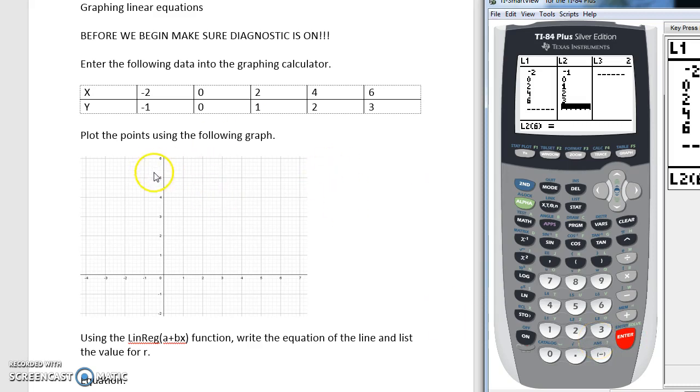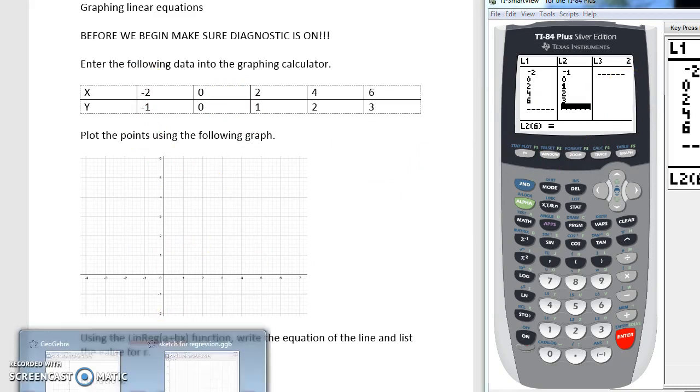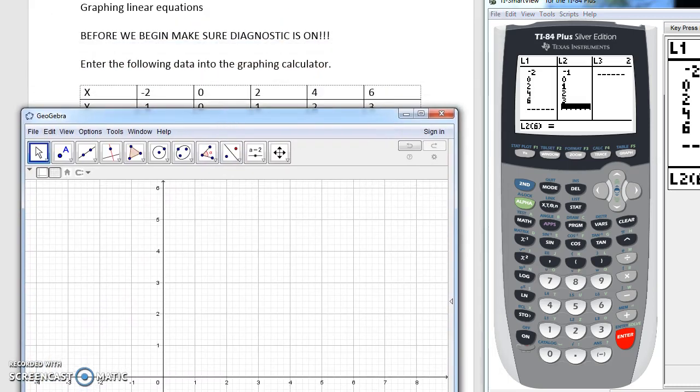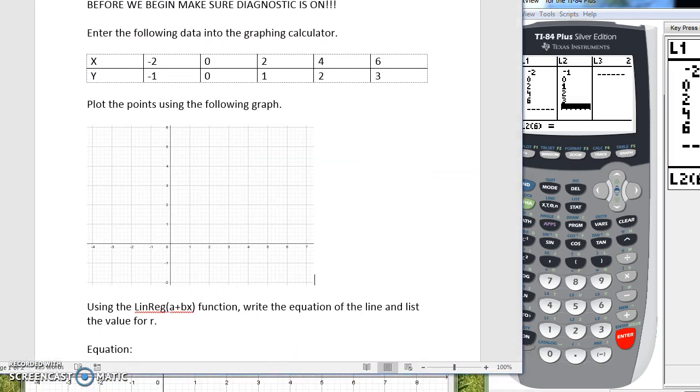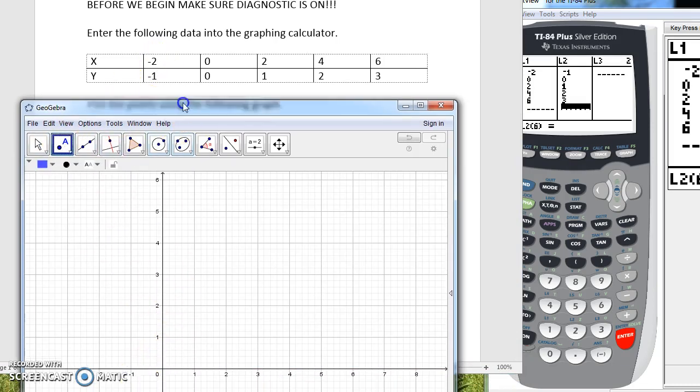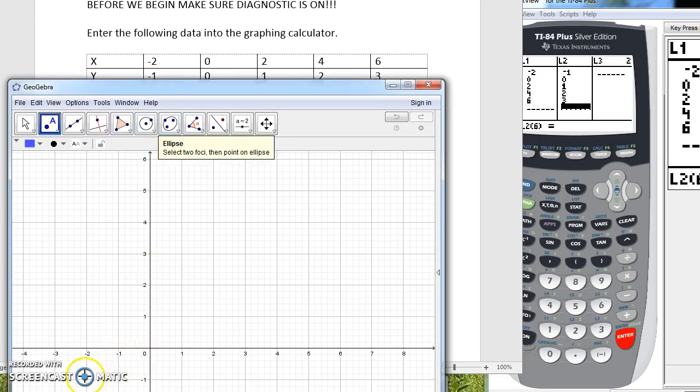Now it says plot the points using the following graph. We know we have these ordered pairs. So we're going to leave the calculator alone for a second, and we're going to go ahead and plot these points on a graph. I've got my graph right here. It looks just like the one you've got on the paper, but let's go ahead and graph a few of these. So the first one is -2, -1, and that would be right here.